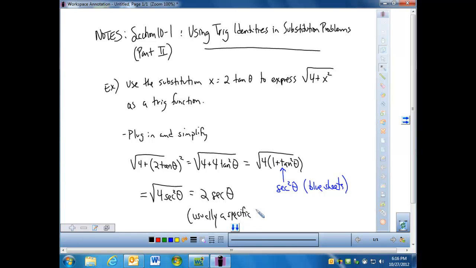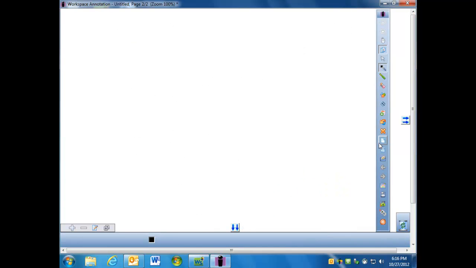And typically when you get problems like this, you're going to be given a specific domain to work with. Typically it's going to be from negative pi over 2 to positive pi over 2. And so that will help you determine a lot of times whether your answer is positive or negative. In this case we won't worry about that too much. We'll just say this is 2 secant of theta. Also remember, you didn't incorporate the square root sign in there. It was already in there in the first place, so you usually don't have to worry about positives and negatives when it's already there.